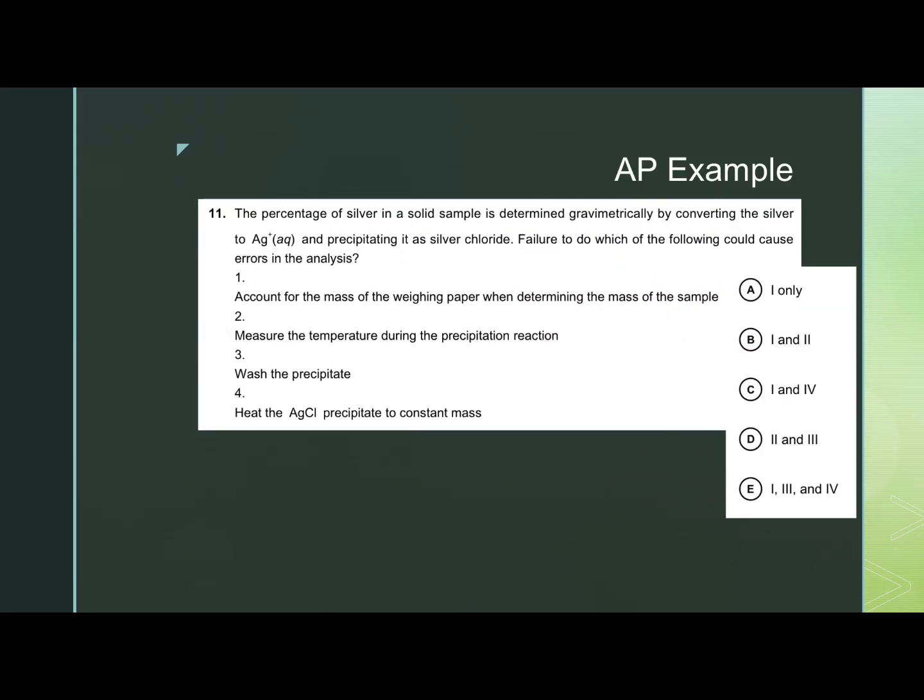Here's your second AP example on this topic. Pause the video and try to answer the question. When you're ready, push play.